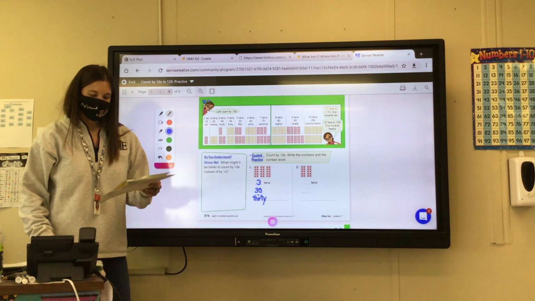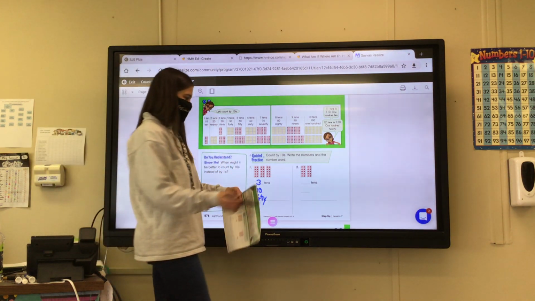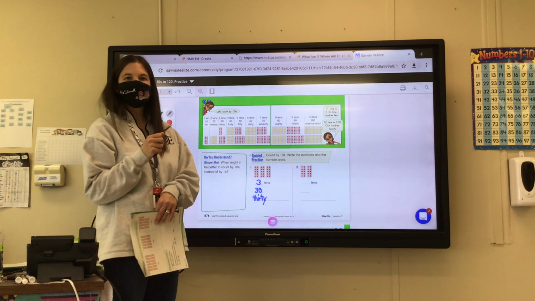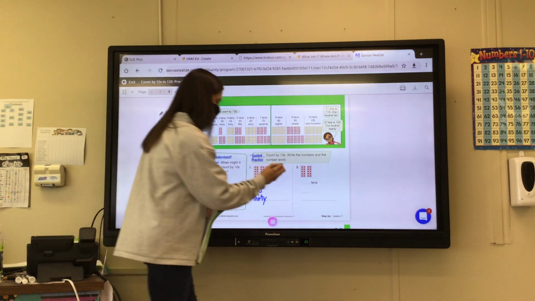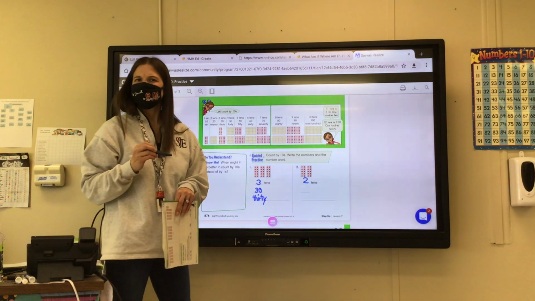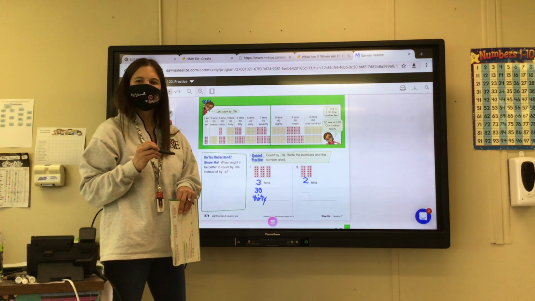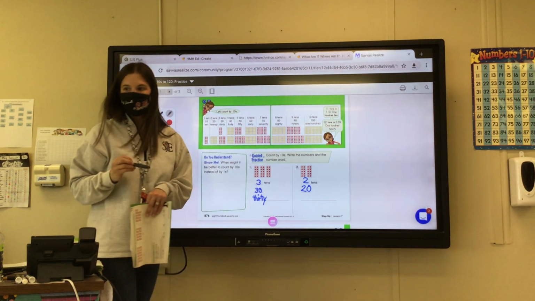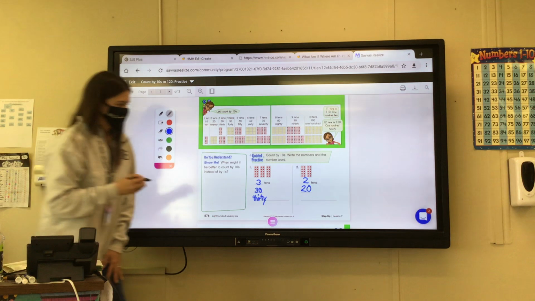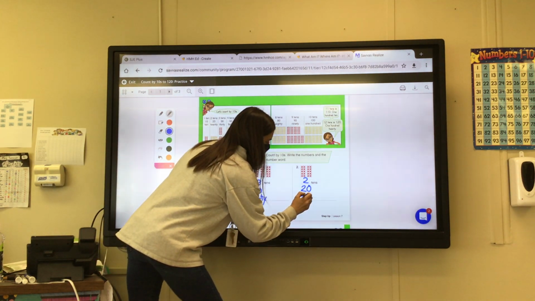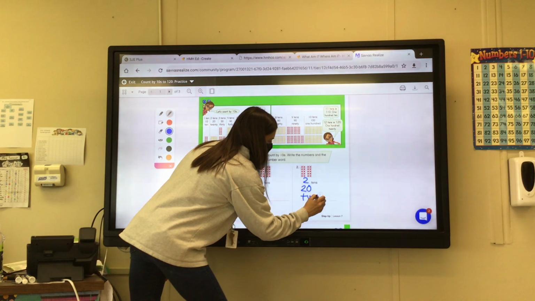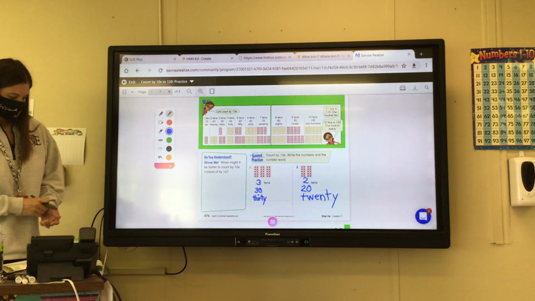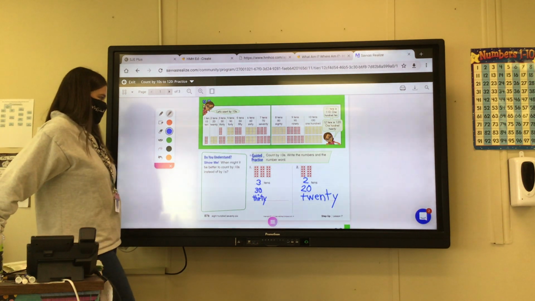Then look at number 2. Count by 10s. 10, 20. Write the numbers and the number words. So how many groups of 10s do they have? 2. How many were there all together? 20. 10, 20. And you know how to write the number 20. It's T, W, E, N, T, Y. That's how you spell 20. That's a long word. Good. You'll be doing this next year.